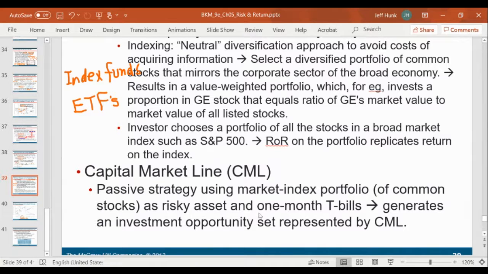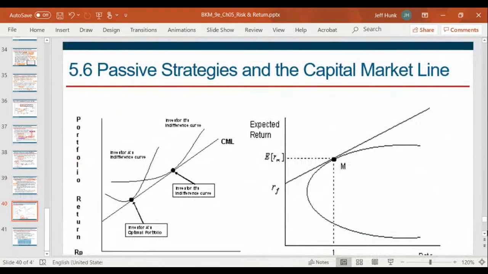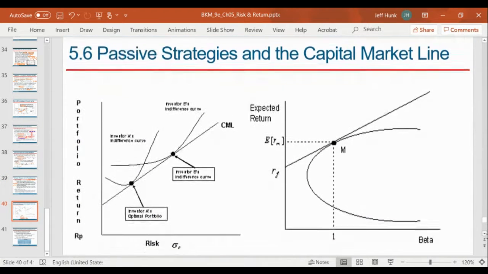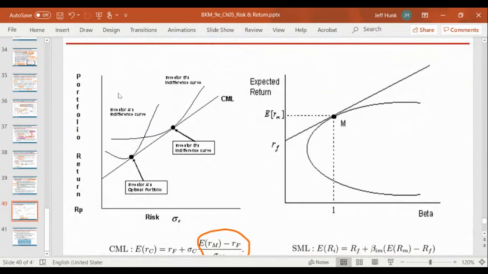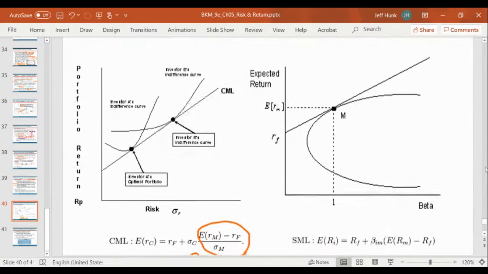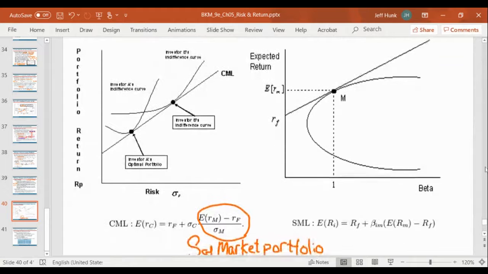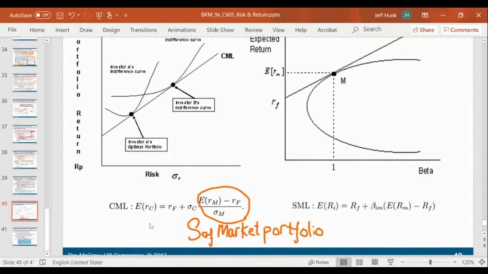So the capital market line is a passive strategy using a market index portfolio of common stocks as the risky asset and 1 month T-bills as the risk-free asset. It generates an investment opportunity set represented by the CML. This is the CML, capital market line, and it looks just like the CAL because the CML is the CAL of the market portfolio, right?